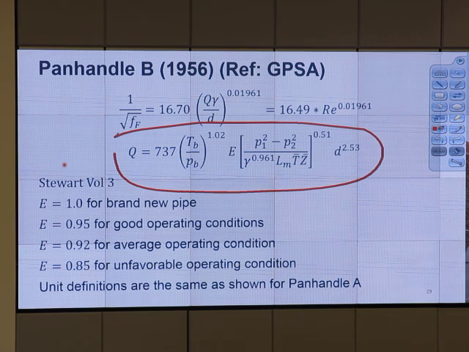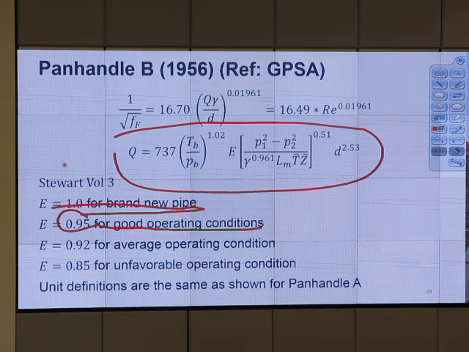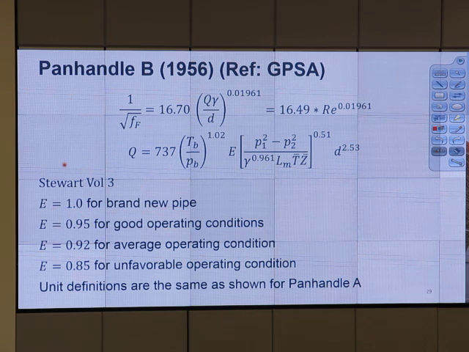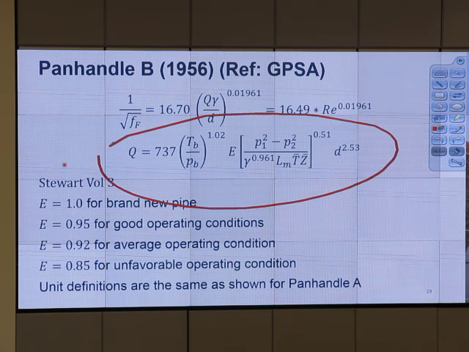Stewart recommends to not use Panhandle A anymore. Just use Panhandle B. So the E value will depend: if it is a brand new pipe, set E equal to 1. Old pipe, but good operating condition, 0.95. Average operating condition, 0.92 on average. If it's unfavorable, use 0.85. Units are defined the same as shown in Panhandle A. Okay, that is the equation to use. You like it? In reality, you will use several of them, and select the highest value that it gives you.